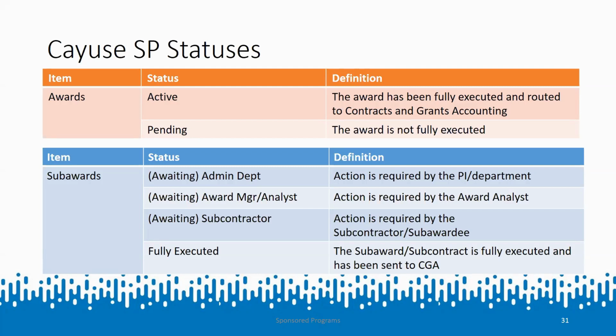So that's the difference. So if it says active obligated, it's reported to CGA. Whenever the increment comes in, it will be changed to active obligated and it will go to CGA. So that's our trigger.